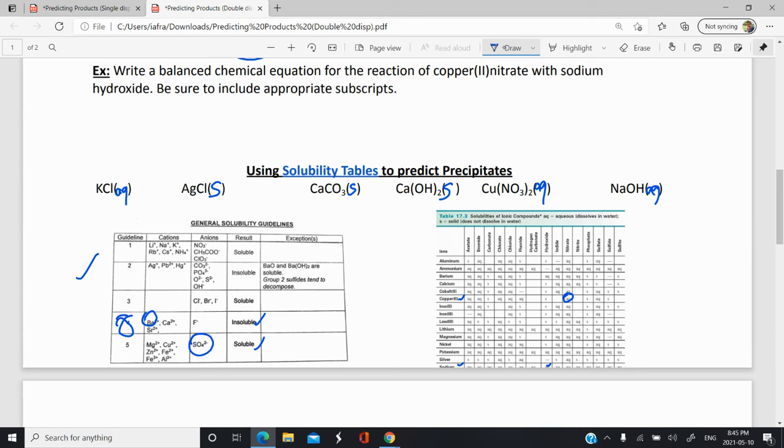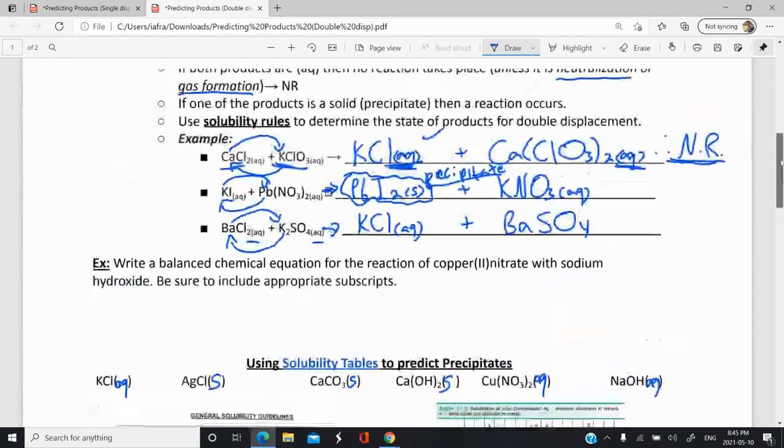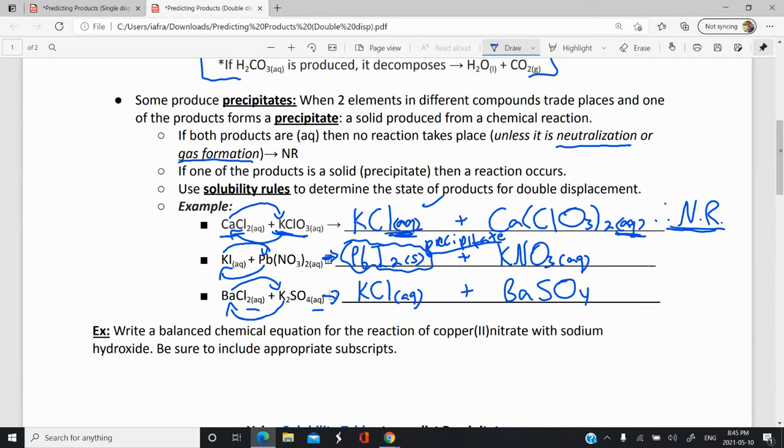It's guideline number 4, higher up than guideline number 5. So it calls the shots, so our compound there is going to be insoluble. It doesn't dissolve, and it's going to come out as a precipitate. So that means there's actually a reaction that happened in this double displacement reaction here.